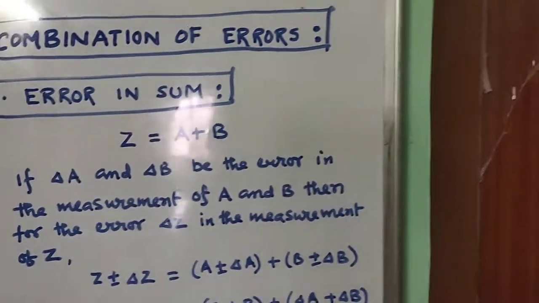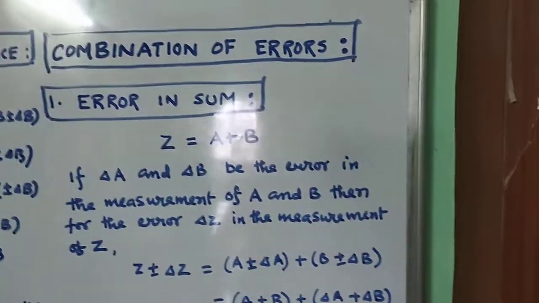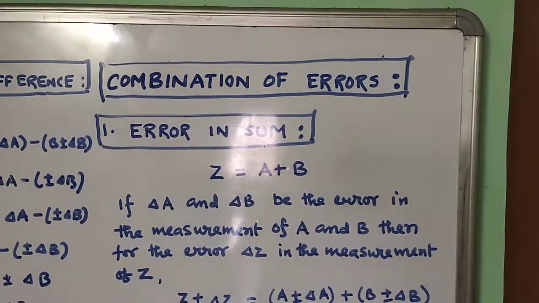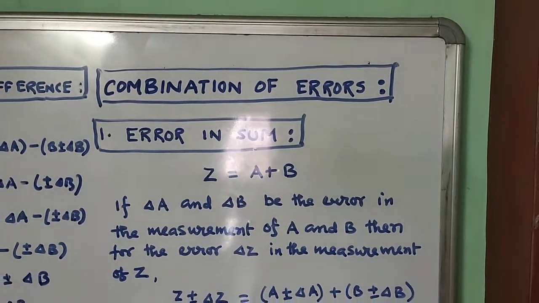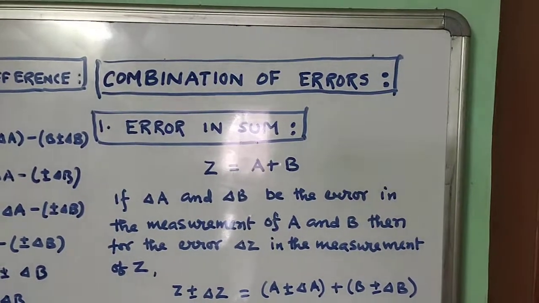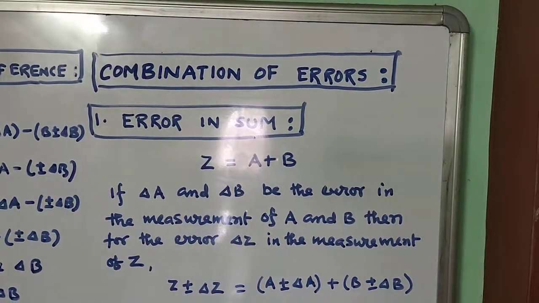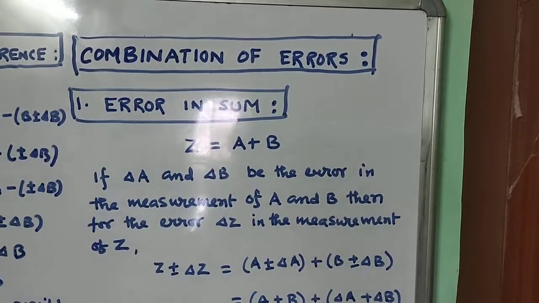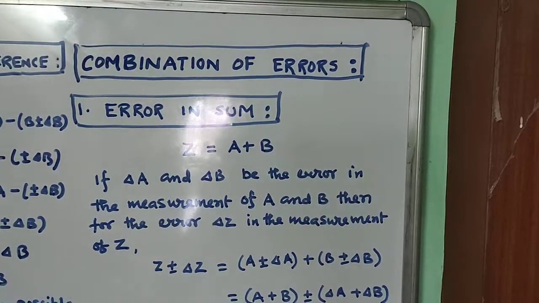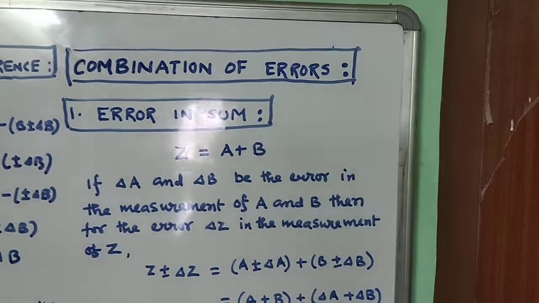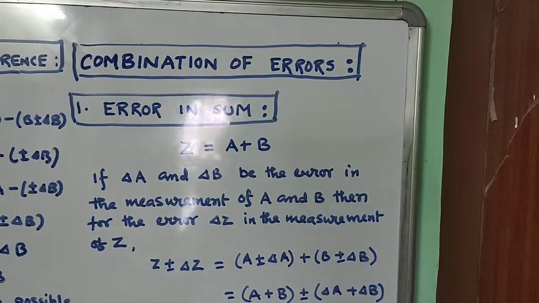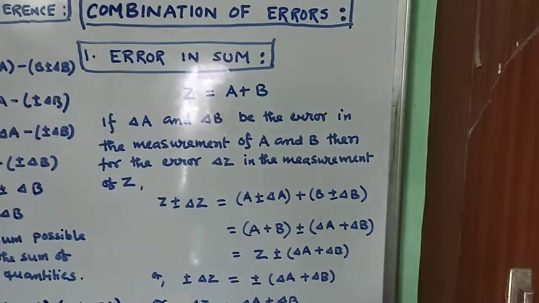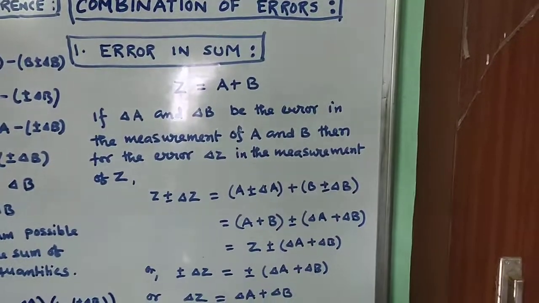So in measuring z, you have to measure a and b. If delta a and delta b are the errors in the measurement of a and b, then z accompanies a certain amount of error that we define by delta z. So the error is nothing but more or less than the exact value, is it not? So if delta a and delta b are the errors in the measurement of a and b, then the error delta z in the measurement of z finally comes out to be z plus minus delta z.